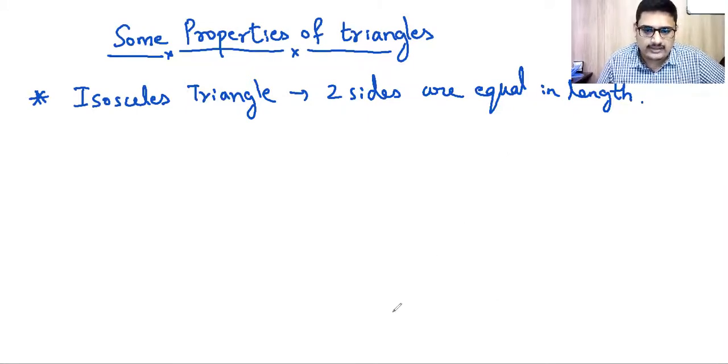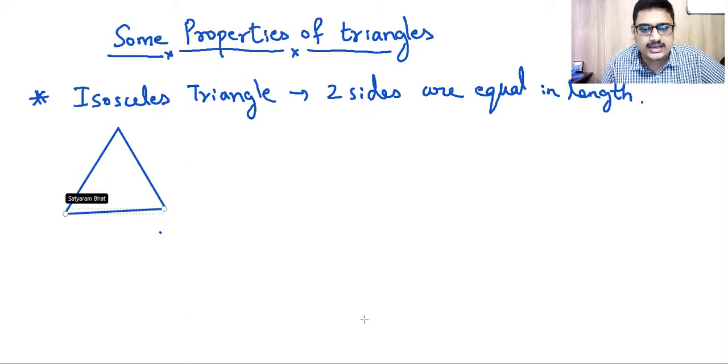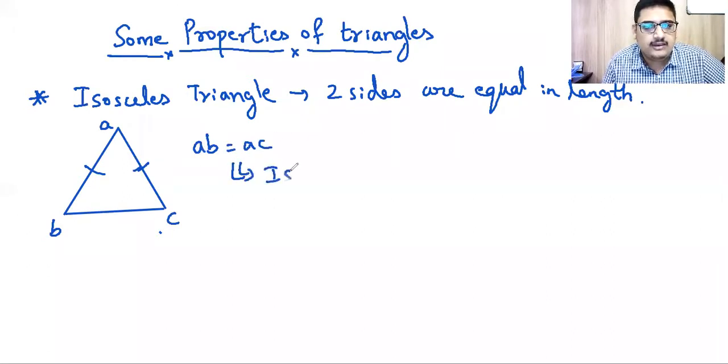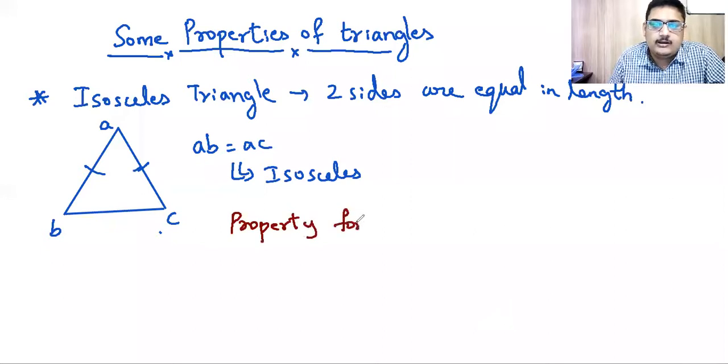So for an isosceles triangle, if I say two sides are equal, that is sufficient. We need not speak again from the angle point of view. For ABC, if I say AB is equal to AC, then it is sufficient. It means the triangle is an isosceles triangle. The two sides must be equal. But here comes the property. This is very important. It is the property for angles in an isosceles triangle.